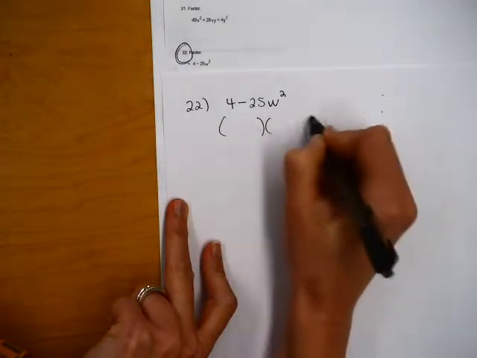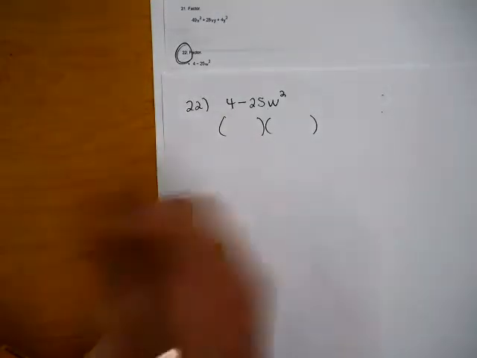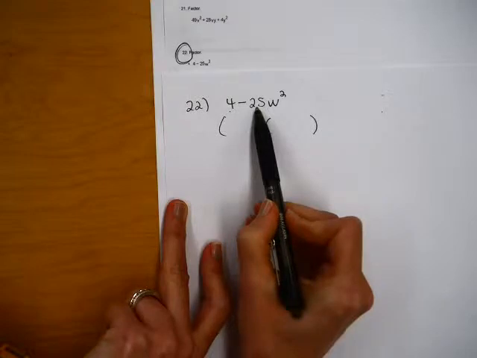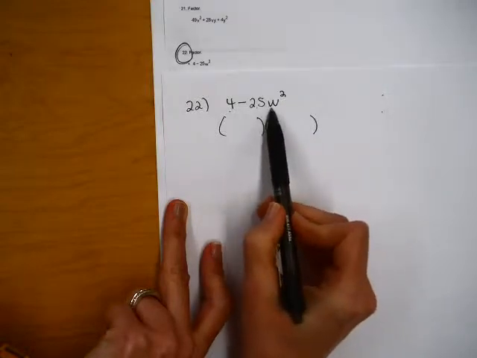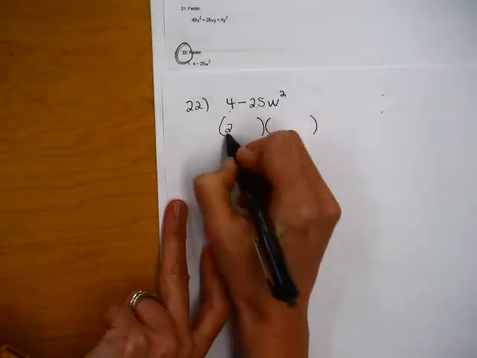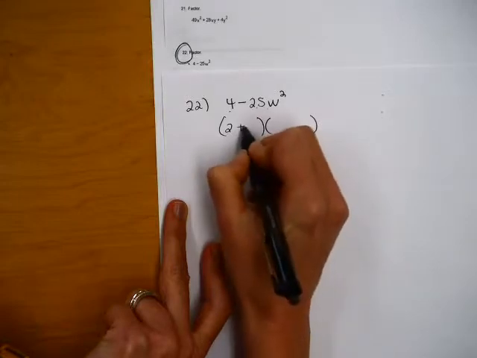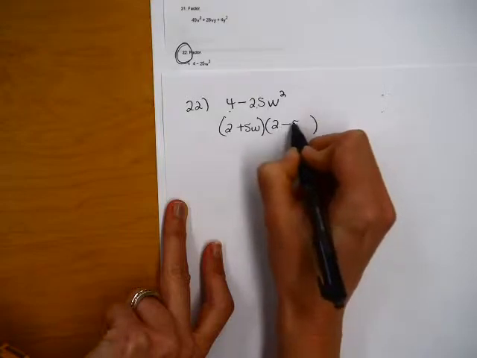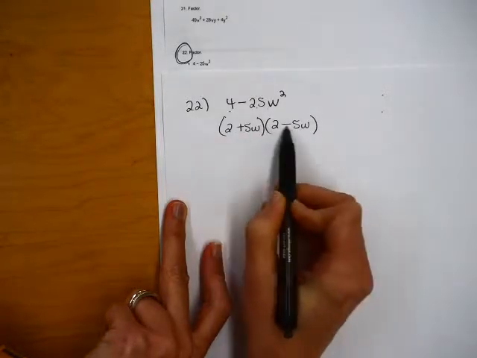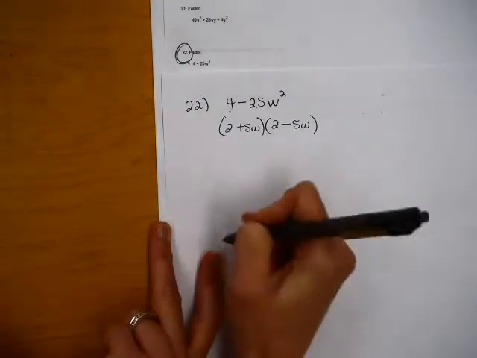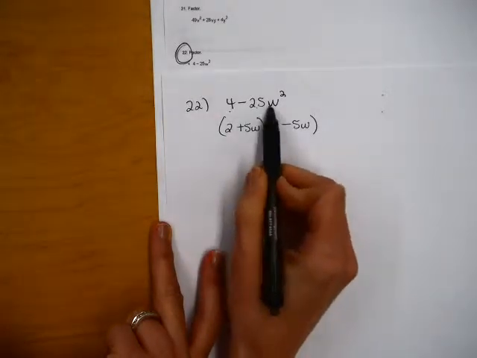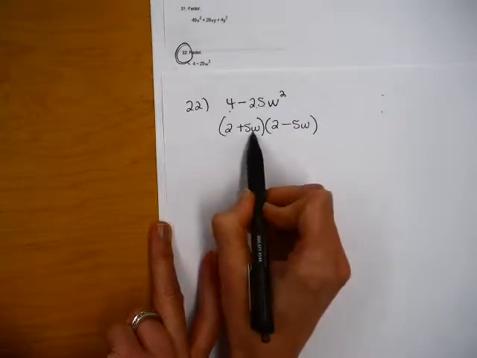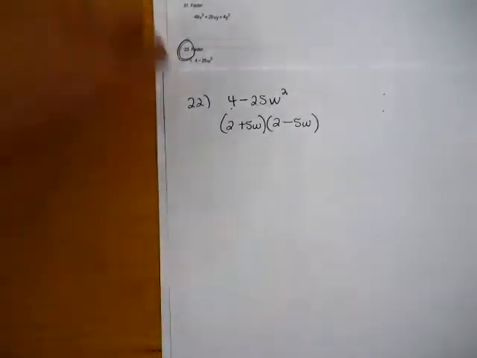And so those always factor a particular way. I know the square root of 4 is 2, and I know the square root of 25w squared would be 5w. So I know that one of these parentheses is going to be 2 plus 5w times the other one would have to be 2 minus 5w. One has to be plus and the other has to be minus. Okay? So 4 minus 25w squared is the difference between two squares, and that factors to 2 plus 5w times 2 minus 5w.